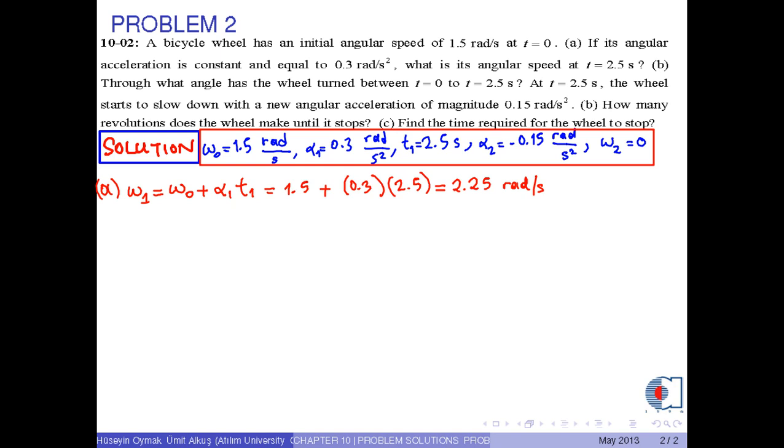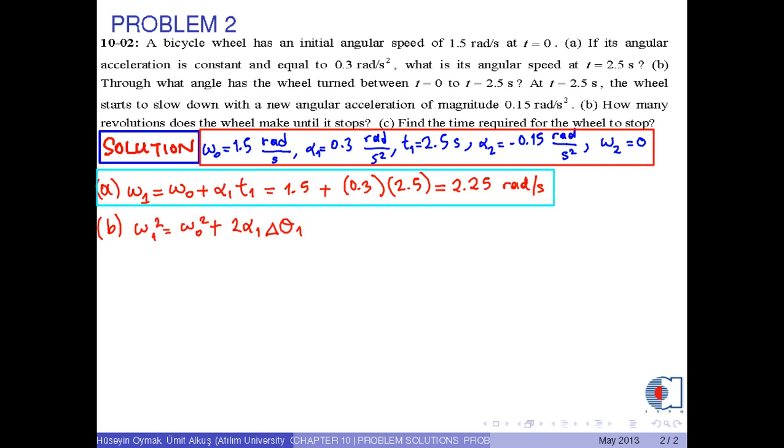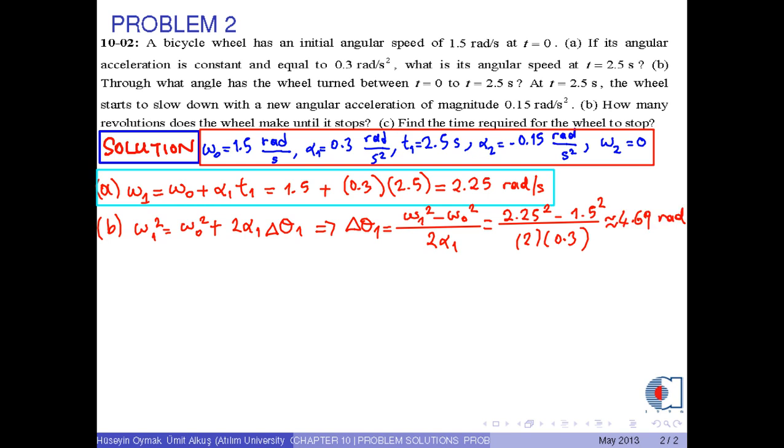In part B, to find the angle between t equals 0 and t equals 2.5 seconds, we use this formula. With this formula, the expression for delta theta 1 is found to be omega 1 squared minus omega 0 squared over 2 times alpha 1. If we put the corresponding numerical values into this equation, you get approximately 4.69 radians.